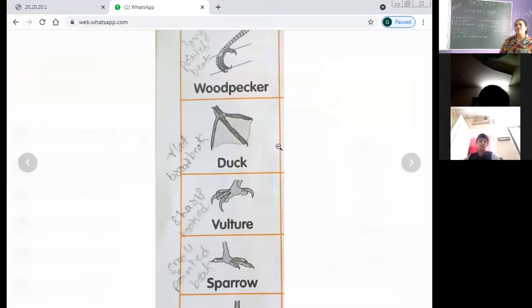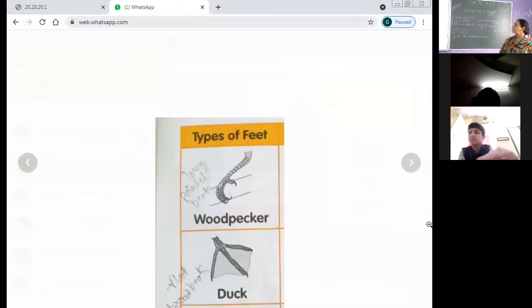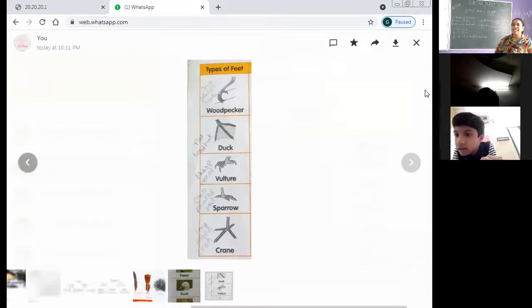Is it clear for you, children? What is the use of webbed feet? Is it clear for you? Children, please respond. Is it clear for you, about the webbed feet? No one is responding. Children, is it clear for you?